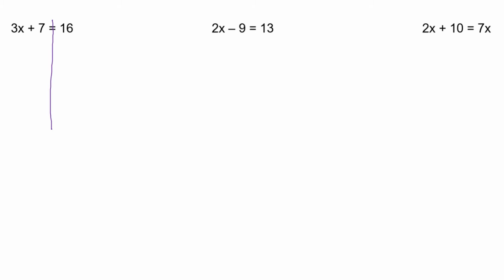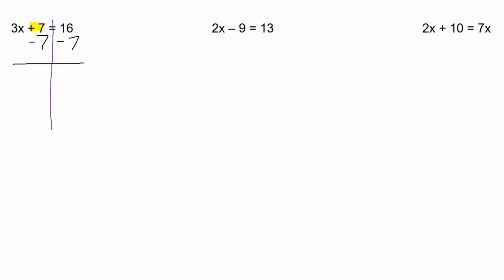Okay, we're not going to touch that 3 until later. We are going to move that 7 first. And we have a positive 7 because that plus sign goes with the 7. So what is the opposite of a positive 7? It's a negative 7. So we're going to subtract 7 from both sides.